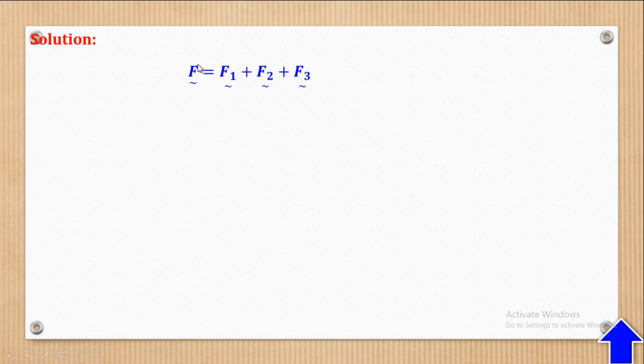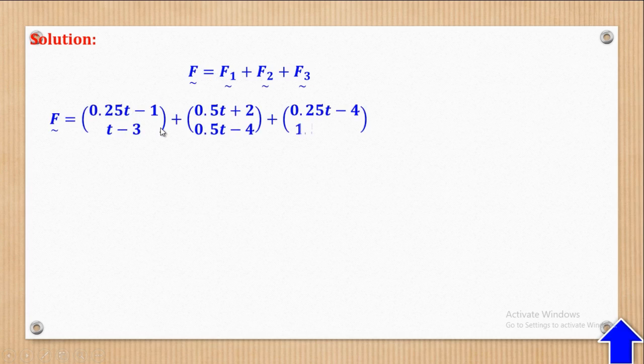You shall say that the resultant force is equal to the sum of all the forces. So you sum up all the forces, F1, F2 and F3, to come up with (t minus 3)i and (3t minus 6)j.